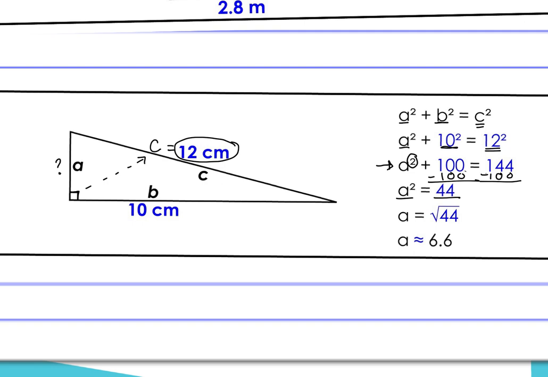And again, here's the step you don't see. They are square rooting both of these sides. Okay, so they square root both sides. Square root and square cancel out, and I'm just left with a. And then this one is estimated, so they're showing you that it's the square root of 44, or you go ahead and estimate it by putting it into the calculator, and you get 6.6.